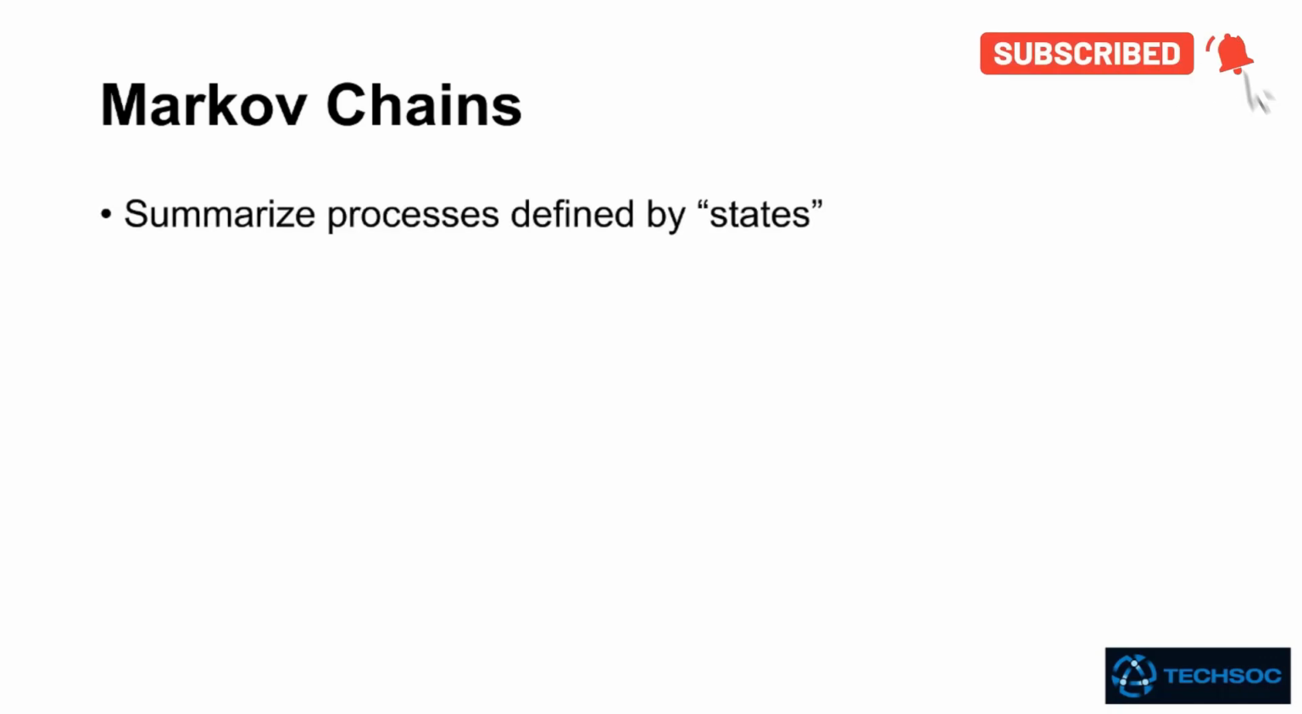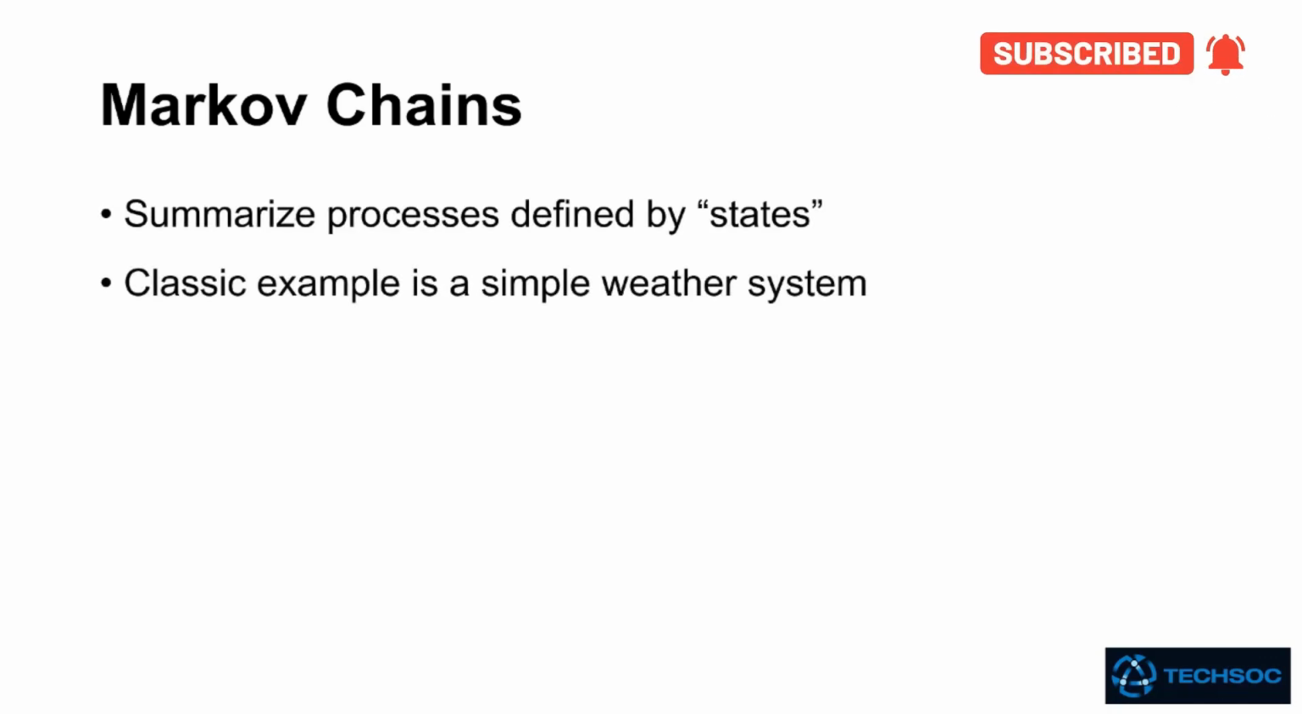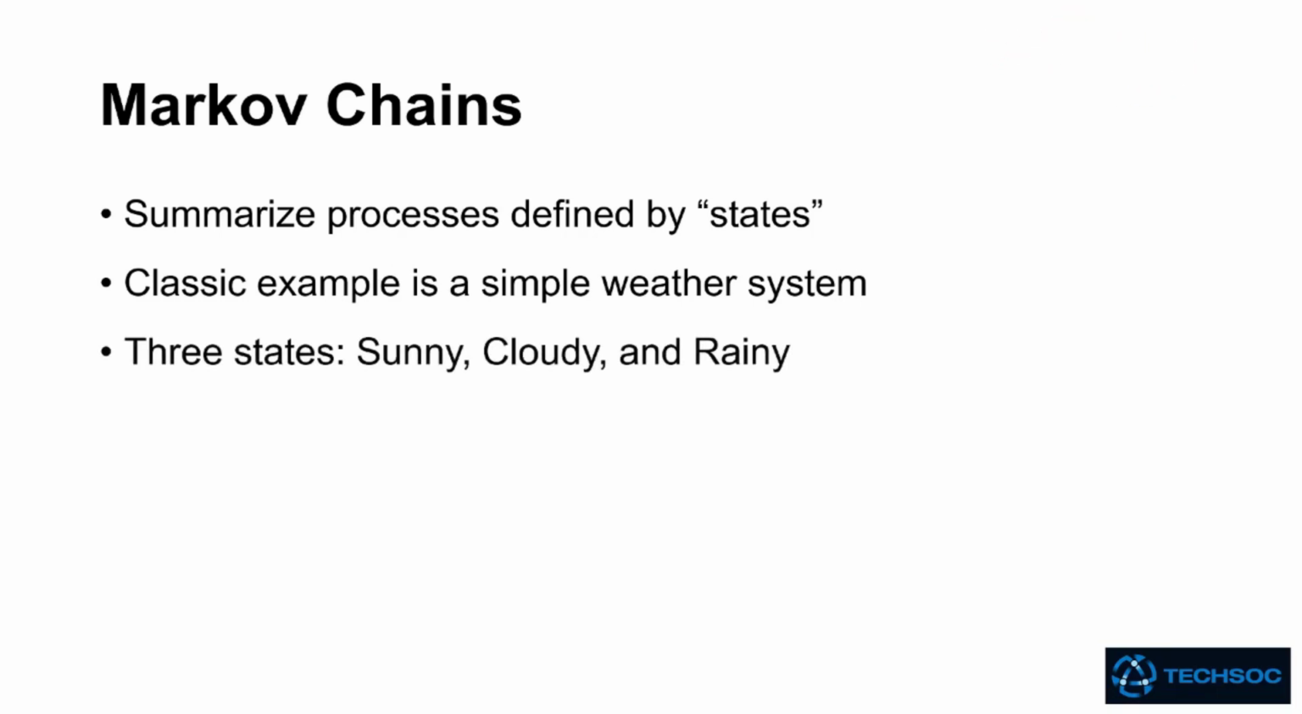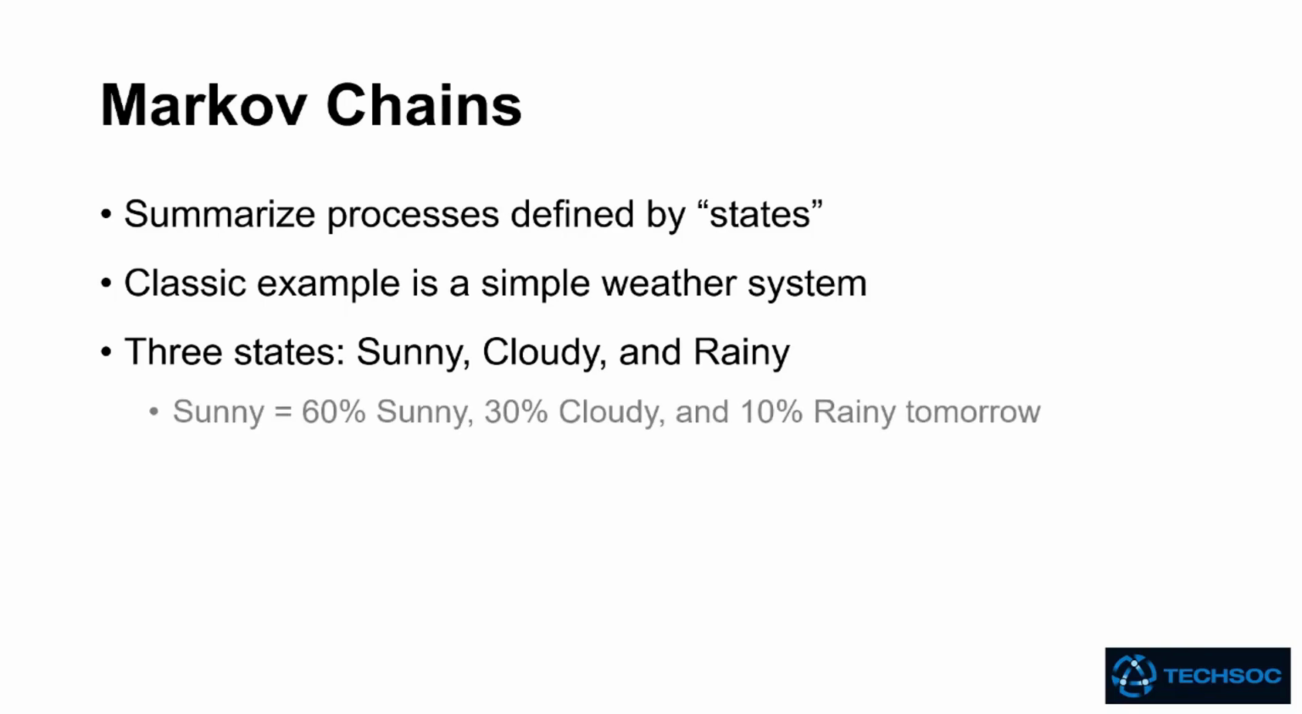Well, it summarizes a process defined by states, and the classic example is a simple weather system. We have three possible states: sunny, cloudy, and rainy. And the question is, how do we transition and how often from one state to another?